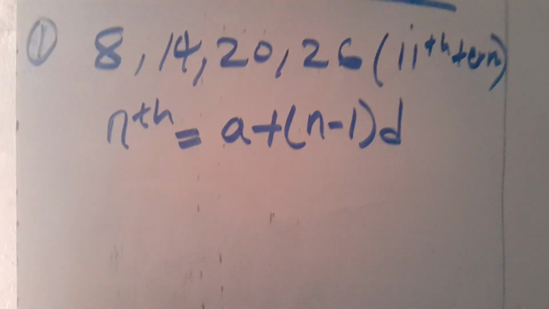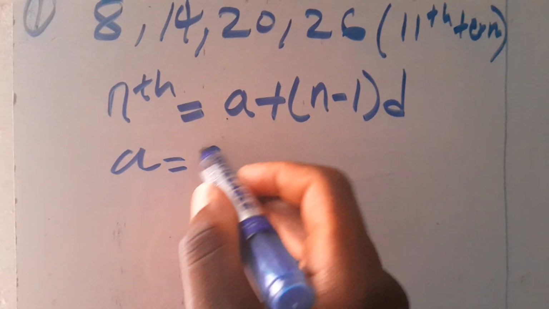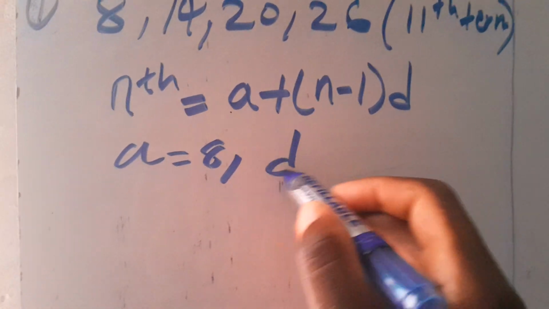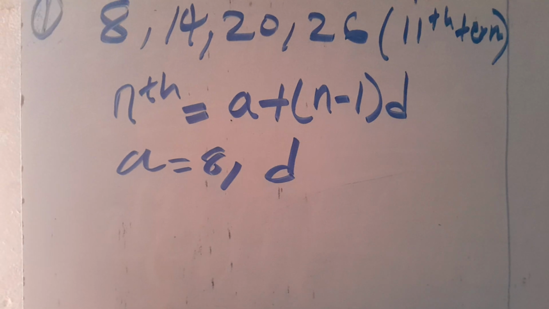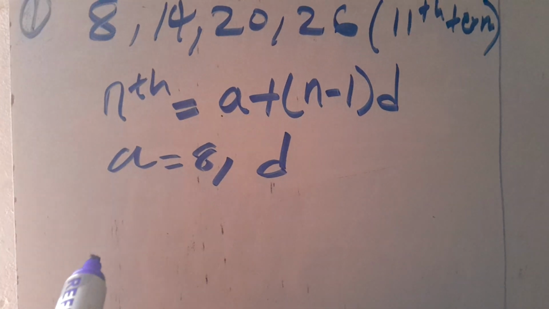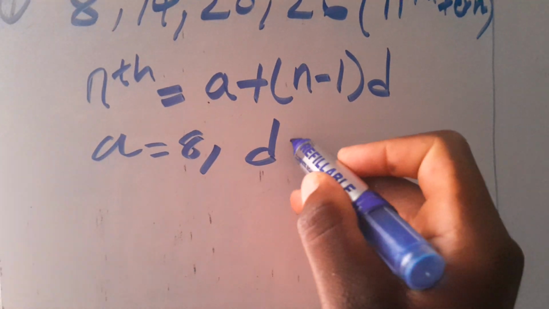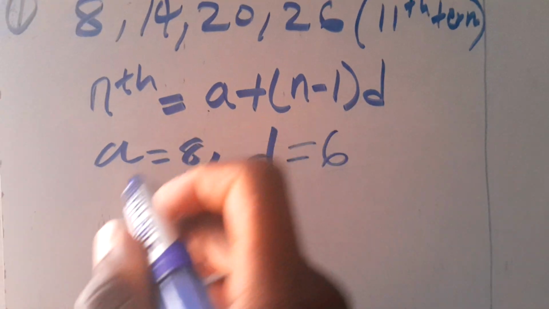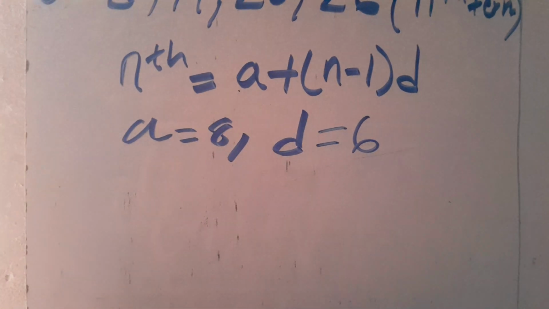For example, in our case, the first term A is 8, and the difference between each of the terms is, if you have 14 minus 8, you have 6. If you have 20 minus 14, you have 6. 26 minus 20 is 6. Now the difference is 6. Now we want to find the 11th term. How do we find the 11th term?